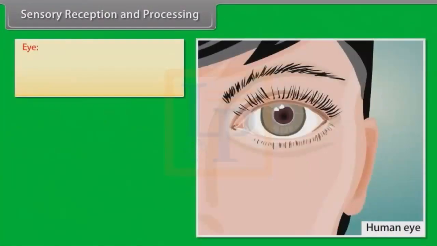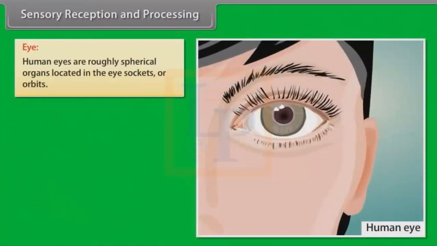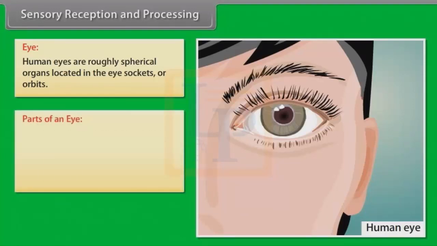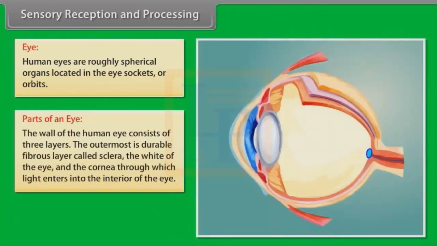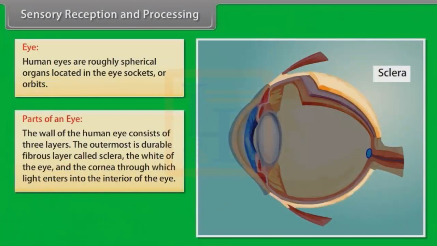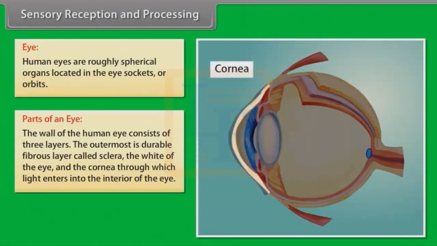Sensory reception and processing. Eye. Human eyes are roughly spherical organs located in the eye sockets or orbits. Parts of an eye. The wall of the human eye consists of three layers. The outermost is a durable fibrous layer called the sclera, the white of the eye, and the cornea, through which light enters into the interior of the eye.